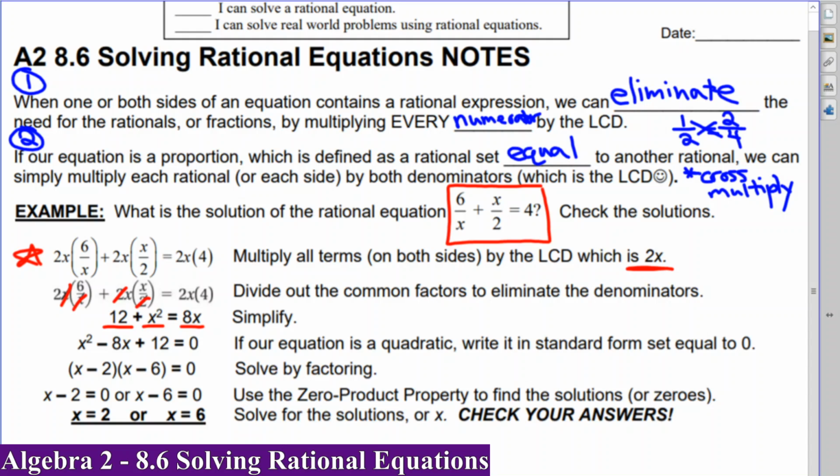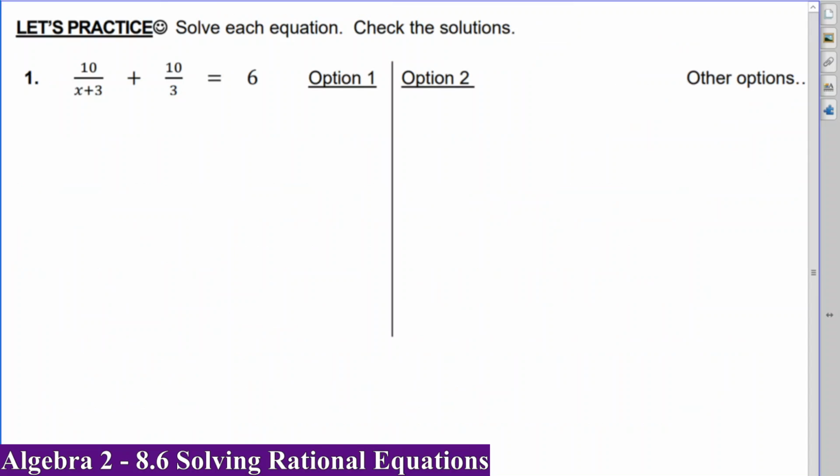Make sure you go through this. The goal here is to get to that point where we no longer have to deal with fractions. So let's look at example 1. There's two different options here. The first one is the most common one, solving by using the least common denominator. And the second one, we're going to solve by using proportions.